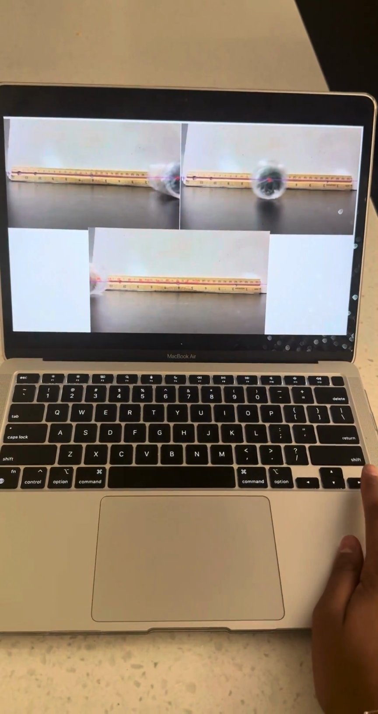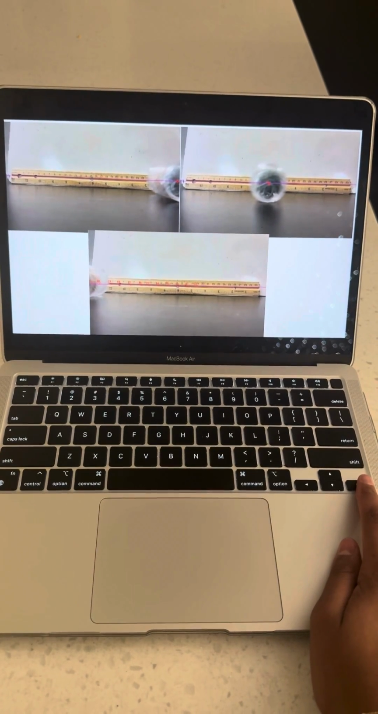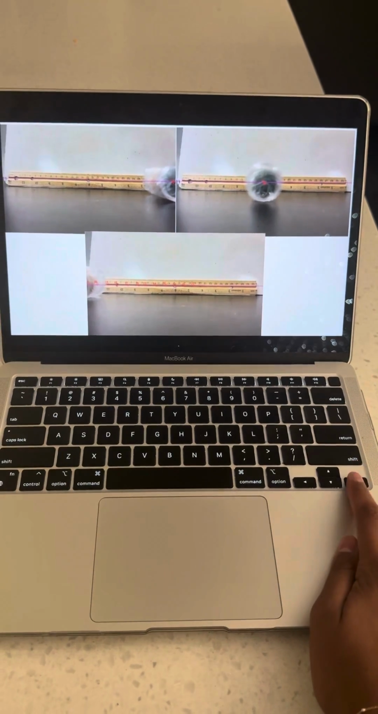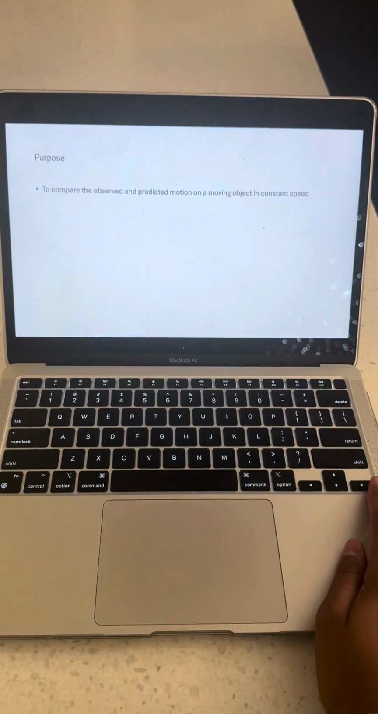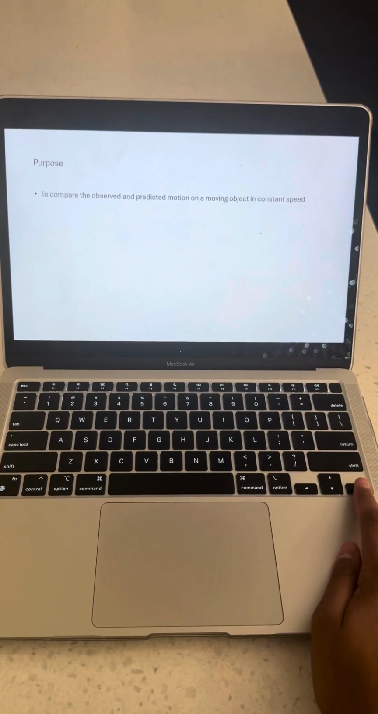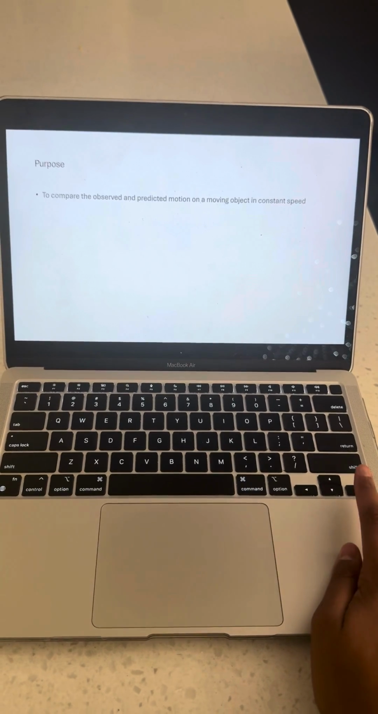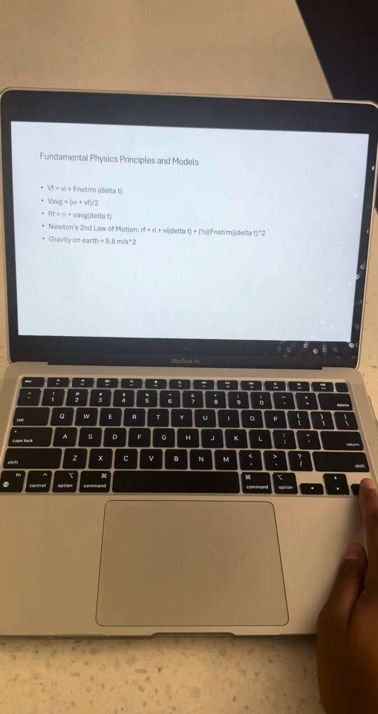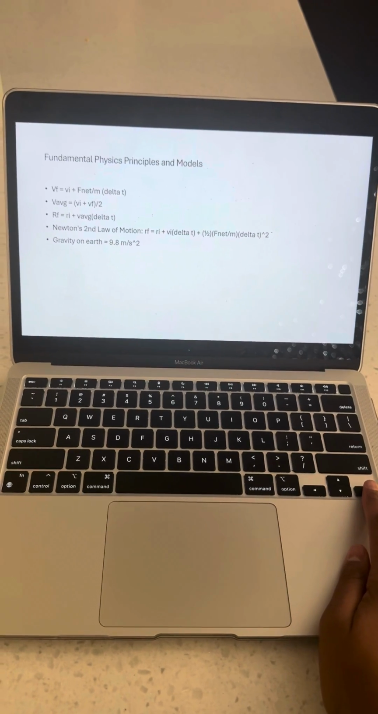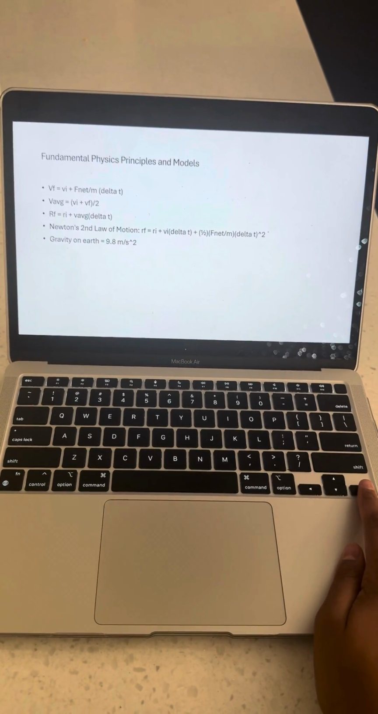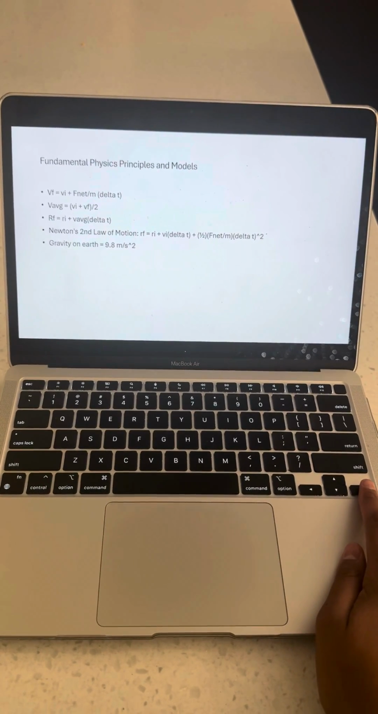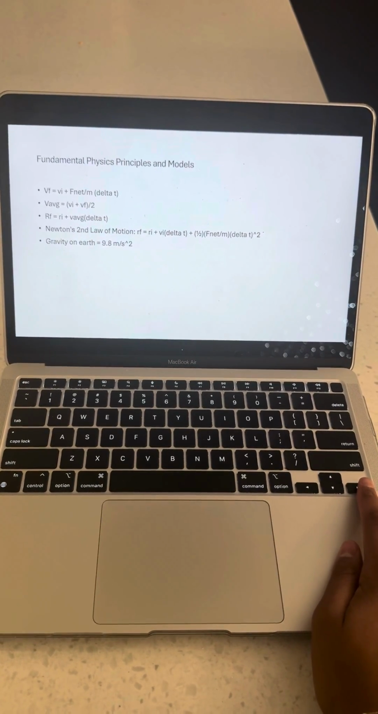This is the object. It is a plastic cylinder rolled against a ruler under constant motion with no change in direction. Now, the purpose of the lab is to compare the observed and predicted motion of a moving object at a constant speed. The fundamental physics principles and models used are the velocity update formula, the velocity average formula, the position update formula, and the combination of Newton's second law of motion and gravity on Earth.